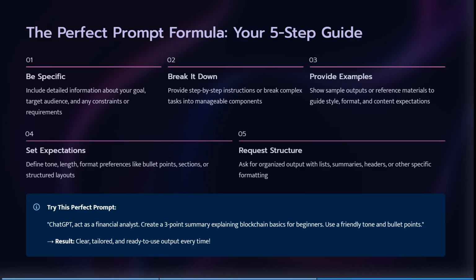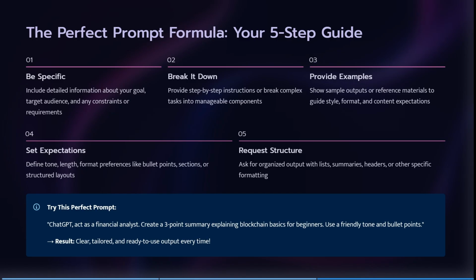You can now also then, your next step, show sample outputs or reference materials to guide style, format, and content expectations. For example, if you would like a list in bullet points, then make sure that you specify that and provide an example of exactly how you want it formatted.